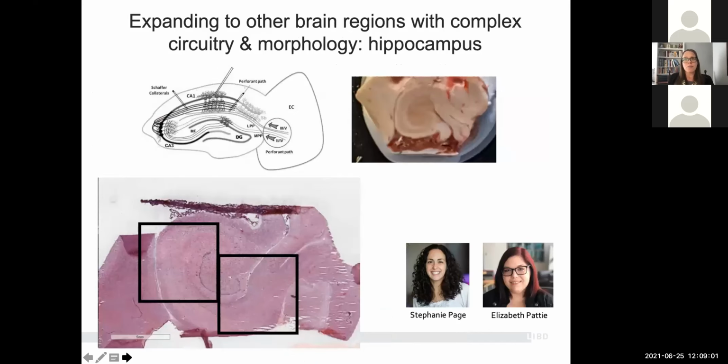I also want to briefly mention that while most of the data I'm talking about today is focused on laminar organization of cortical tissue, we're also expanding into other brain regions, such as the hippocampus, with more spatially complex circuitry and morphology. Stephanie Page, director of our imaging core facility at the Lieber Institute, has been optimizing Visium data generation in this hippocampal region, which is quite large in the human brain and will require the use of multiple Visium arrays to fully cover the structure.